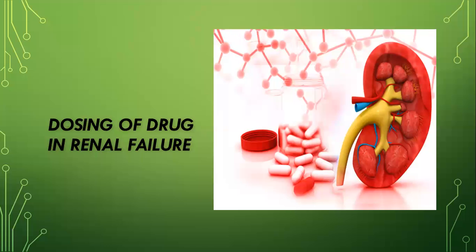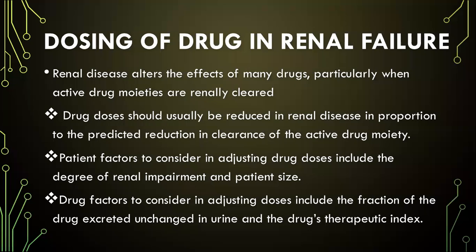My group topic is dosing of drug in renal failure. Renal disease alters the effect of many drugs, particularly when active drug moieties are renally cleared. Drug doses should usually be reduced in renal disease in proportion to the predicted reduction in clearance of the active drug moiety.